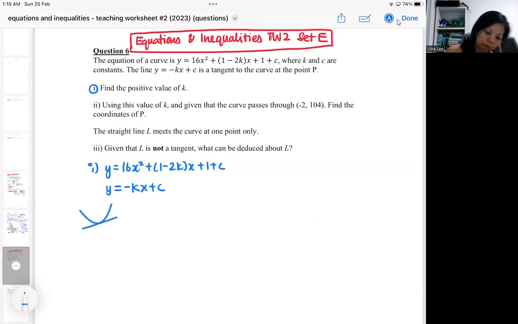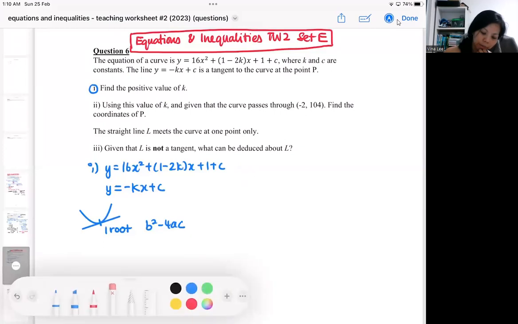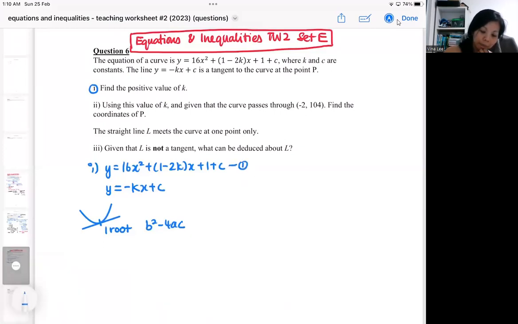So eventually that means you will get 1 root. So most of you will be able to execute this idea of 1 root, and the discriminant is b squared minus 4ac. But this time round, to get your ABC, you need to do a simultaneous equation. So you got to combine them into a simultaneous equation to get your ABC. So if you combine them, equation 1 equal to equation 2. So most of you will be able to do this part.